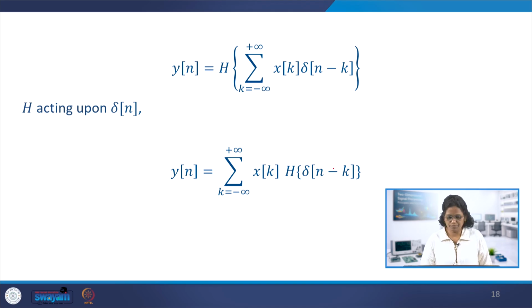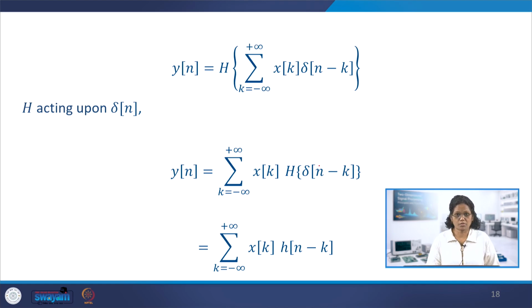When the system acts on the impulse input, that is the impulse response, so we get h[n-k]. The summation now results in x[k] with H acting on δ[n-k], and the system acting on an impulse input gives an impulse response. So, x[k] h[n-k] is y[n]. This summation, k varying from minus infinity to plus infinity, x[k] h[n-k], is the convolution sum. So, this is the sum of the shifted impulse responses.